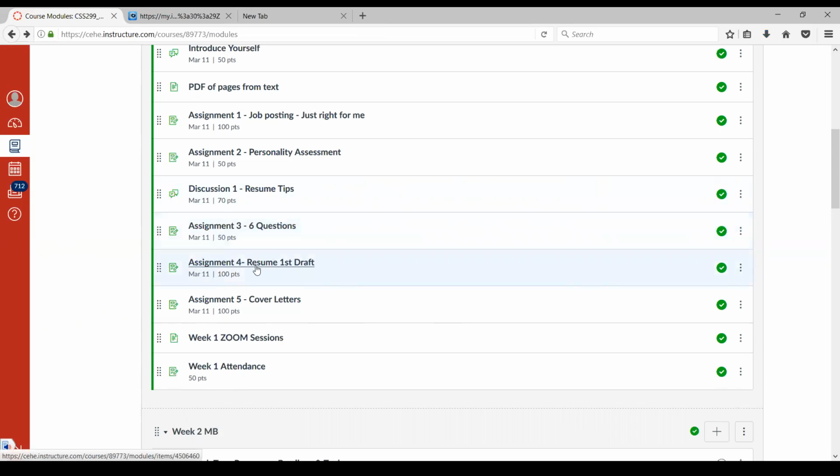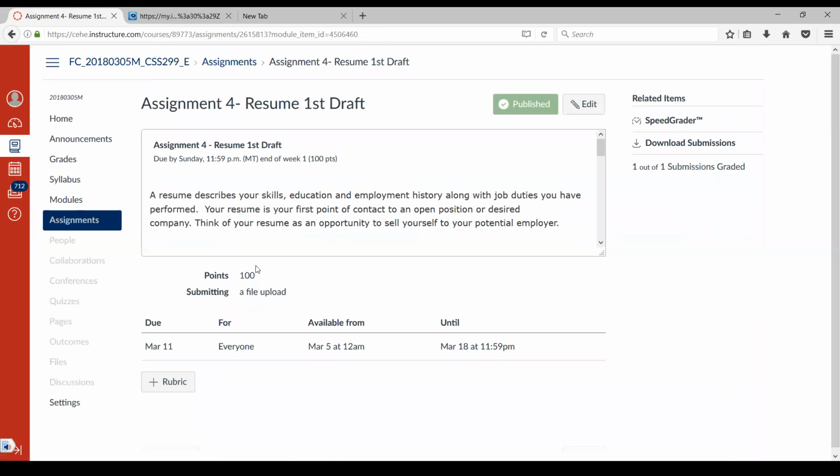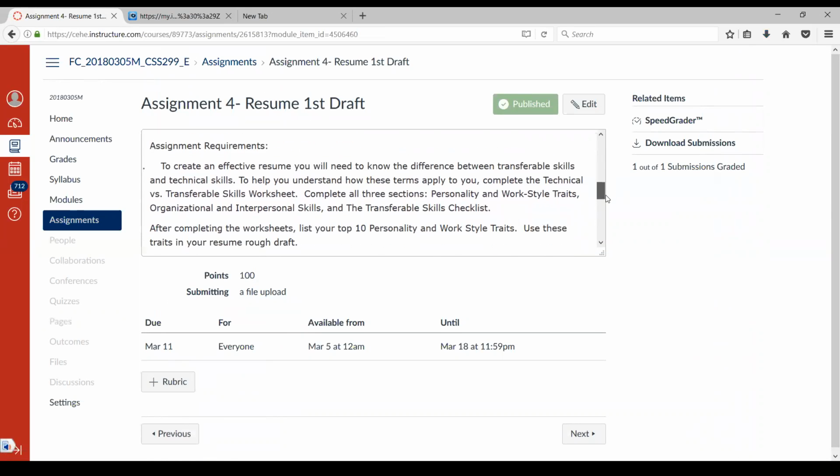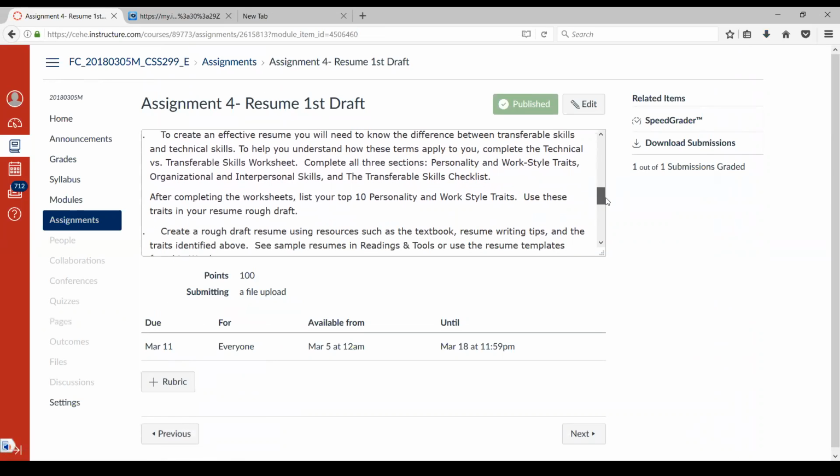But these are the things. Remember, these are the first draft. We want you to really work on that. Remember to check the transferable and technical skills. Where do you find that information? Well, it comes out of the week 1 resources.